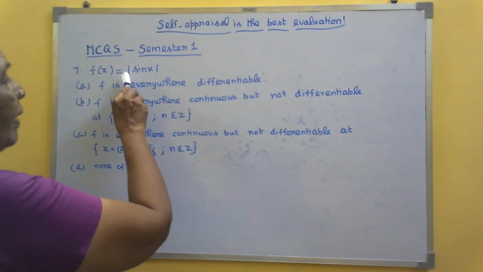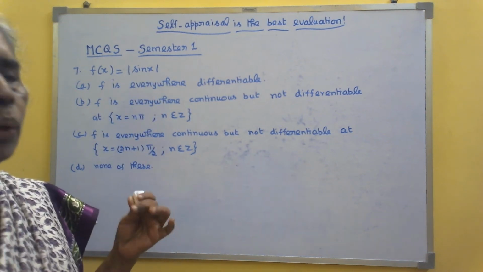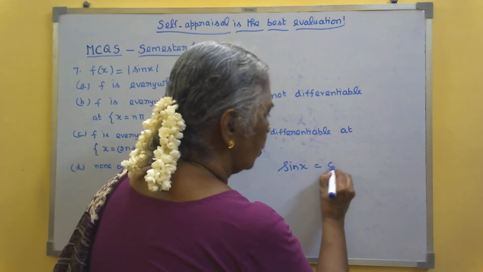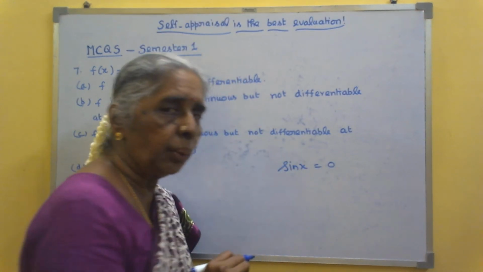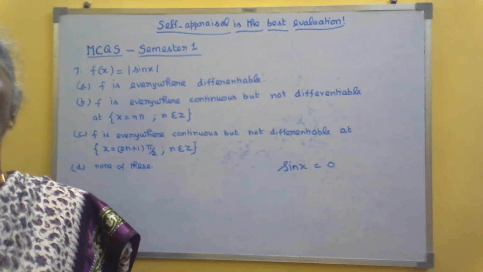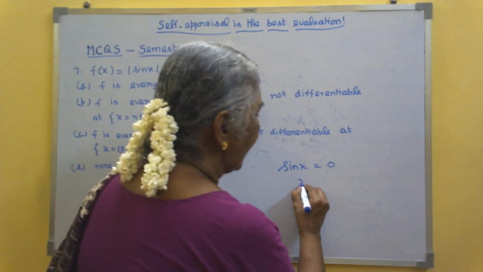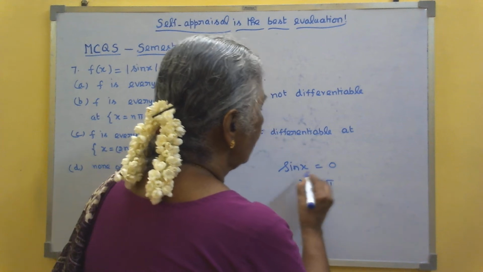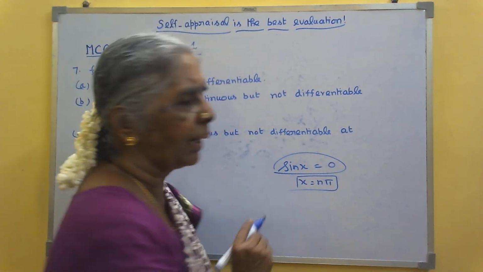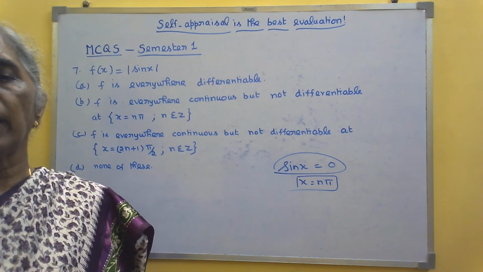So here, when you come to this, within mod, what do you have? You have sin x. Equate sin x is equal to 0. You already know sin 0, sin pi, sin 2 pi, etc. So generalization is n pi. So when x is equal to n pi, your sin x will become 0. So it will not be differentiable at x is equal to n pi.